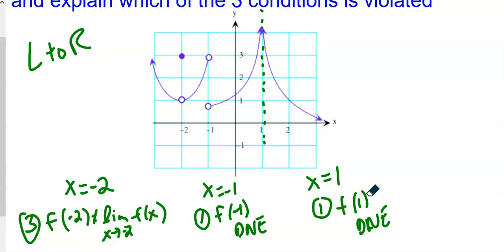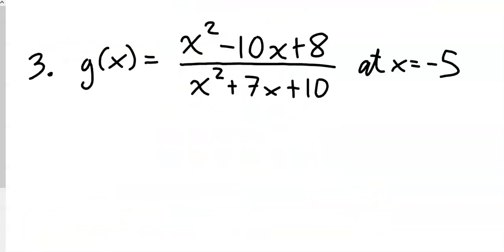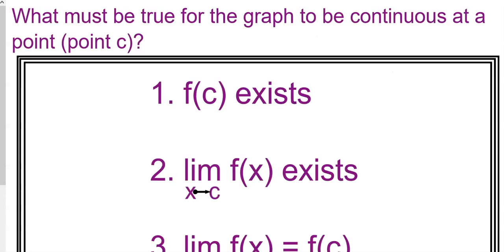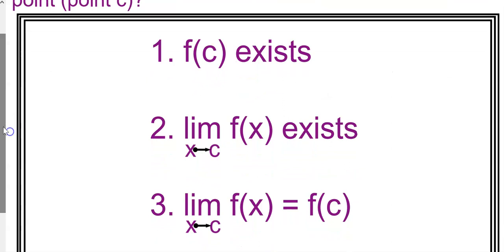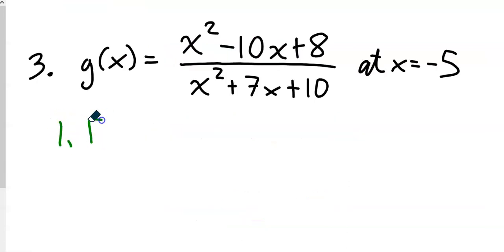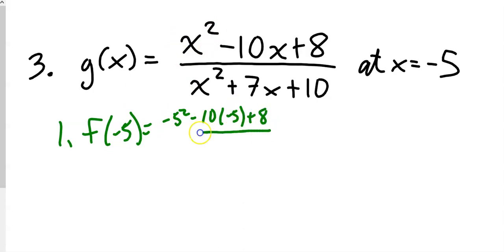Let's move on to some more algebraic problems here. We're looking at number 3. Again, we've got to take a look at this list and go in order: first, what's the function value? Then we have to see the limit, and then they need to actually match in order for it to be continuous. So first, we're going to do f of -5. Plug it in. You're welcome to use your calculator here or work it out by hand, whatever's easier for you.